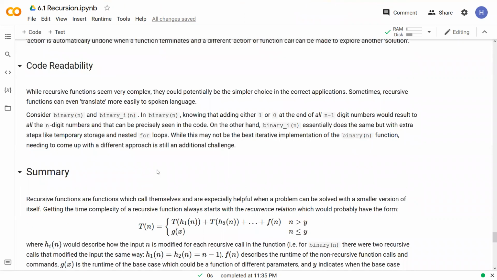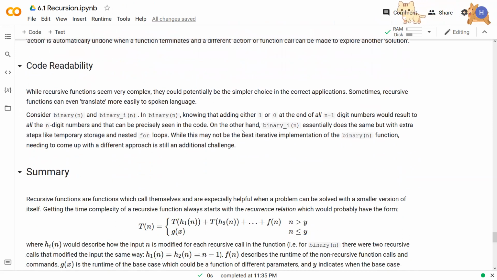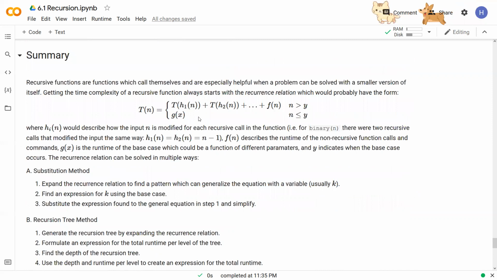So ayun lang naman. I guess to summarize the topics we covered for this week, we first have yung recursive functions, they call themselves, and especially useful pag kaya natin i-solve yung isang problem by solving a smaller version of itself. So actually, magagamit natin to next week when we get into divide and conquer. However, ngayon, we talked about yung pagkuha ng time complexity and yung space complexity ng recursive function.